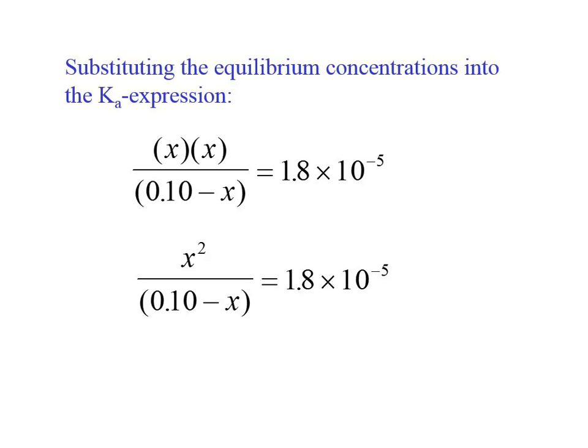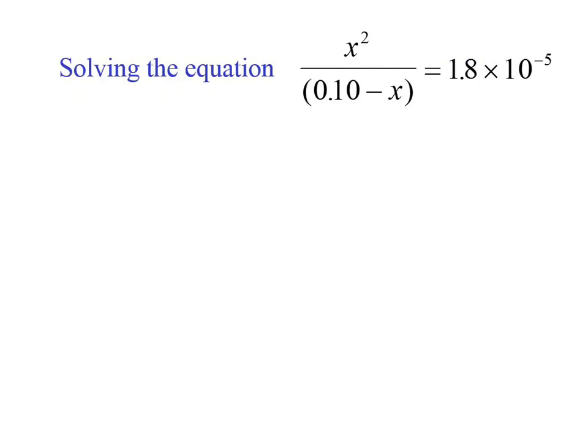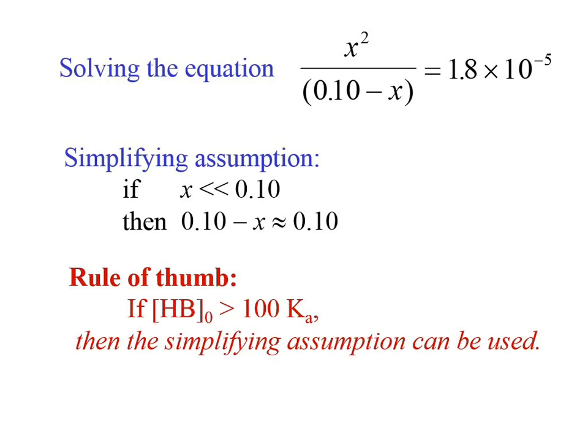You don't want to have to use the quadratic. So instead of this, you're going to end up with something like this. This slide is an important one. I said apply the simplifying assumption. The point is that if x is sufficiently smaller than 0.10, which is the initial molar concentration of your weak acid, you can assume that the molar concentration at equilibrium of your weak acid is 0.10.